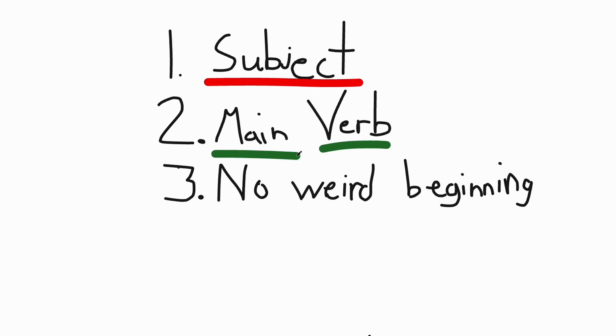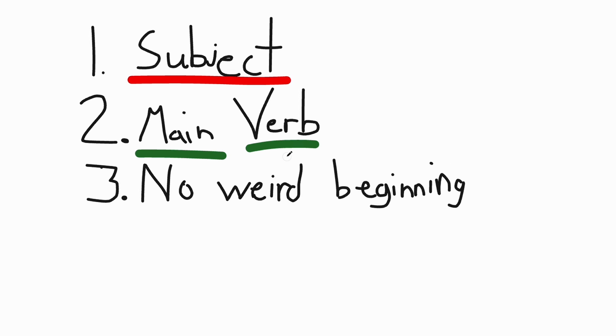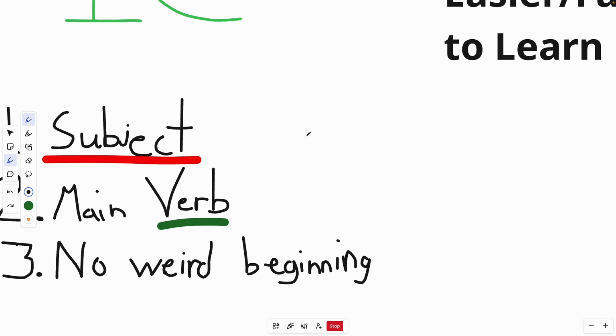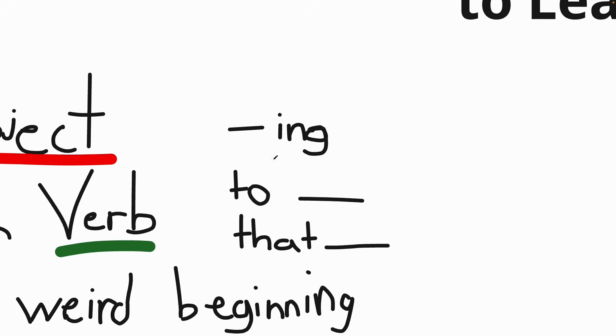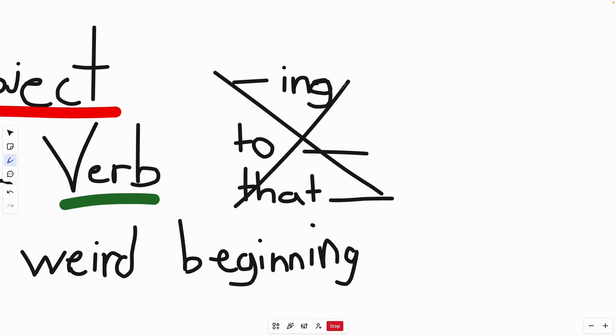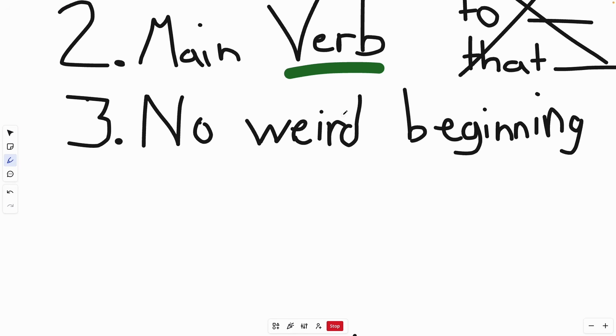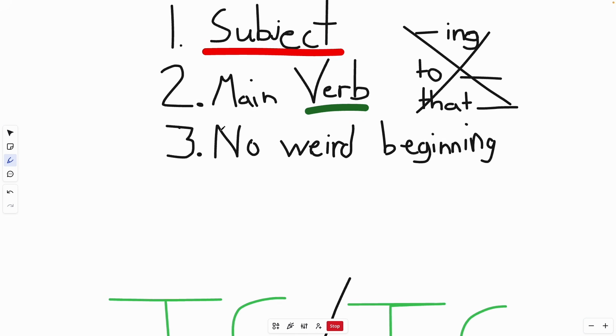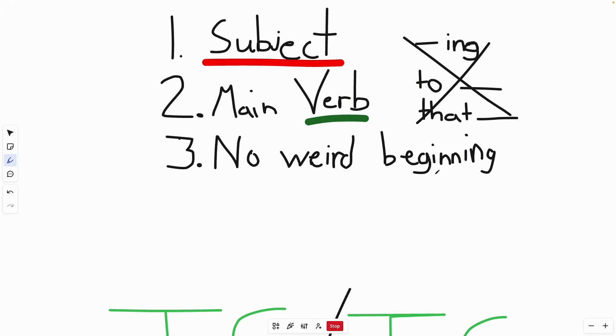A main verb essentially just means it doesn't violate one of the 3 rules I'm going to show you right now. In order to be a main verb, the verb cannot end in ing, start with to, or start with that. Just to be clear, these are examples of things that cannot be main verbs. If it doesn't have this, most of the time it'll be a main verb. Sometimes it still won't, but you'll kind of be able to tell with what I'm about to show you. The final thing that an independent clause must have is no weird beginning. You'll get what this means in a second.